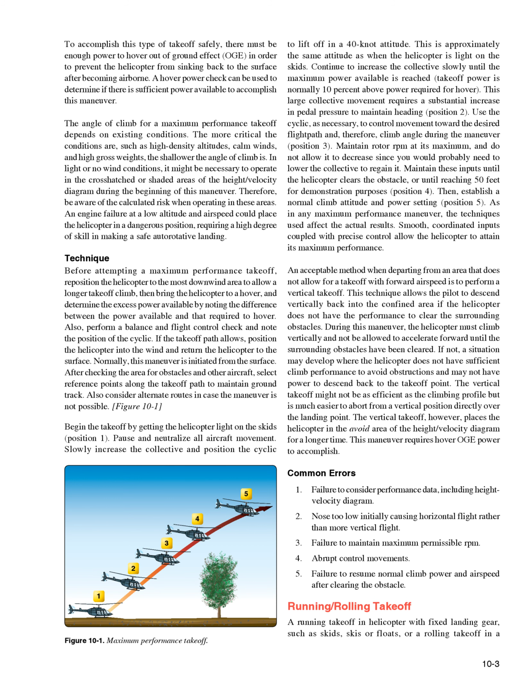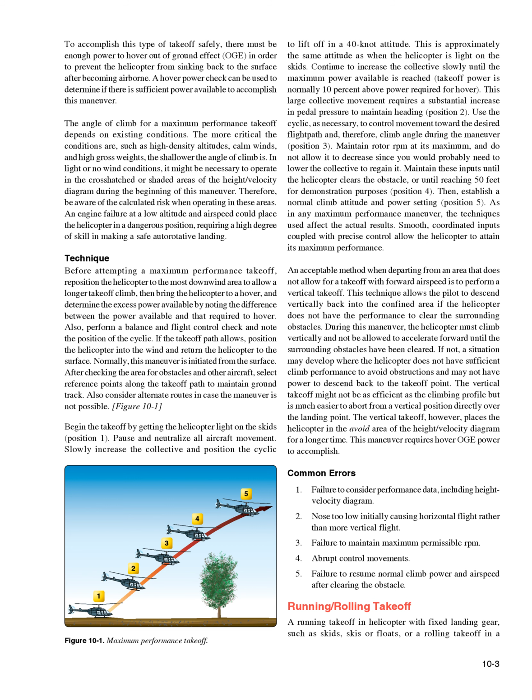Common errors: 1. Failure to consider performance data, including height-velocity diagram. 2. Nose too low initially causing horizontal flight rather than more vertical flight. 3. Failure to maintain maximum permissible RPM. 4. Abrupt control movements. 5. Failure to resume normal climb power and airspeed after clearing the obstacle.